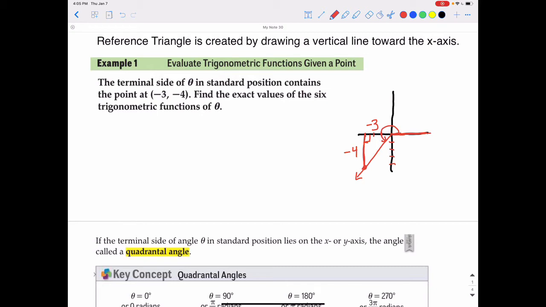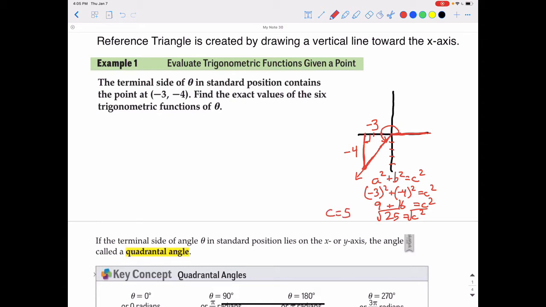But then what's the measure of this diagonal side? Well, that side is the hypotenuse, so to figure out its measure, we can use the Pythagorean theorem, a squared plus b squared equals c squared. -3 could be our a, so that's (-3) squared. Our b could be -4, so (-4) squared, and that equals c squared. (-3) squared is 9. (-4) squared is 16, for 25. Then we would take the square root to figure out the measure of c. So c is going to equal 5.